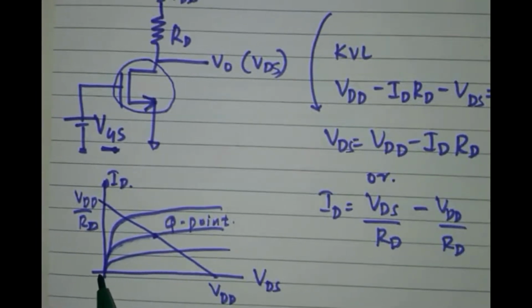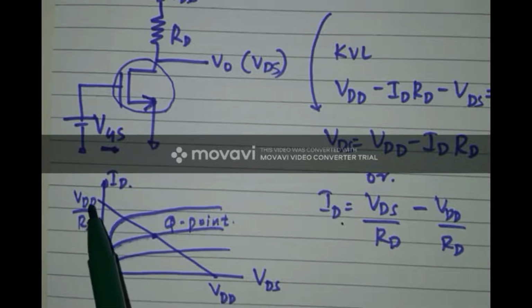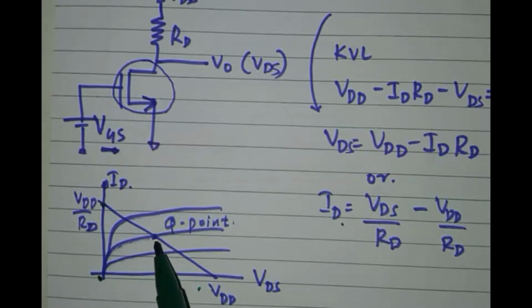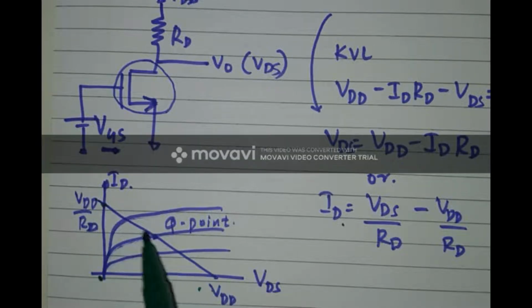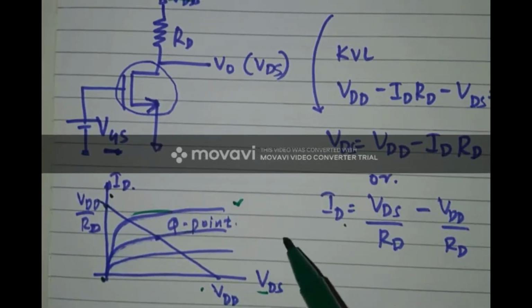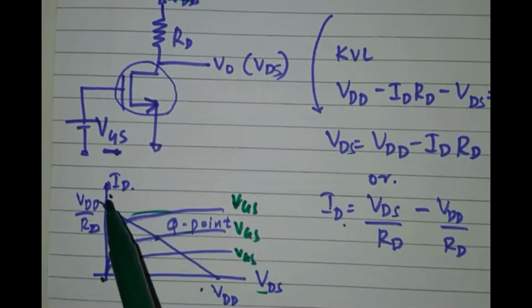For ID equal to 0 on this curve, if I substitute ID equal to 0, my VDS value will be equal to VDD. So basically I joined these 2 points and I obtained a load line. Now initially I chose this point as Q point, and later we figured out how I arrived at this particular Q point. So what we did, once I drew this load line on different curves of VDS versus ID for various values of VGS, I have many graphs, and then I got a load line.